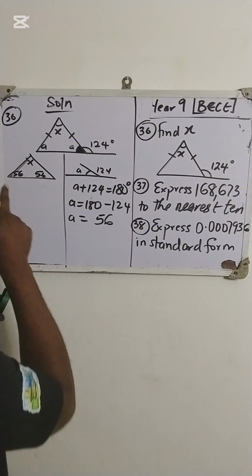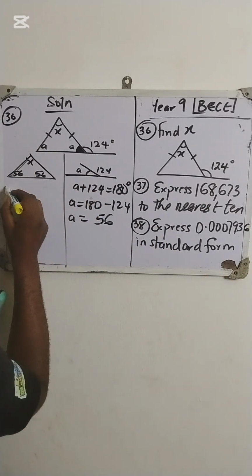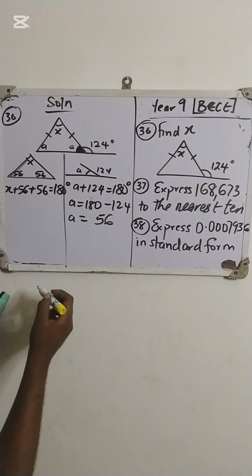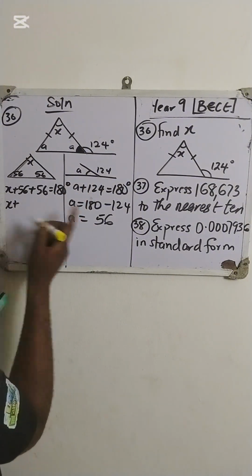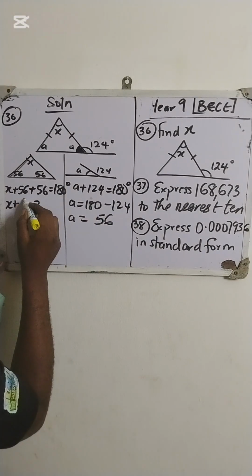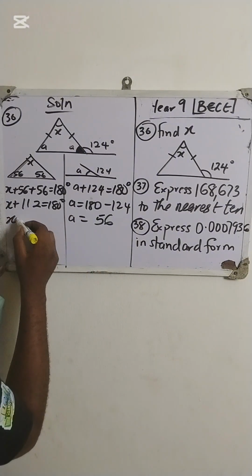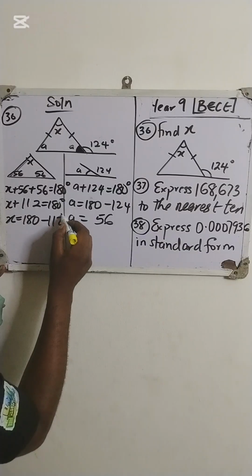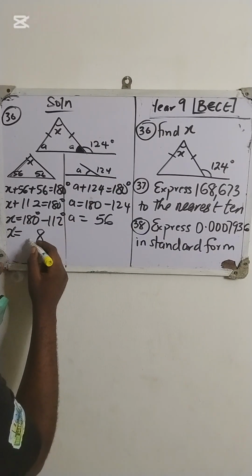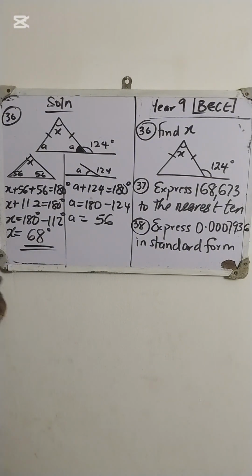Isn't this easy? Sum of angles in a triangle should give you 180. So we have x plus 56 plus 56 should give us what? 180 degrees. So x plus 56 plus 56, that should be 112, yeah? 6 plus 6, 12. So x plus 112 equals 180 degrees. Collect like terms, we subtract 112 from both sides. That's 180 minus 112. So our x will be 68. Yeah, 68. So that's our x. Our x is 68.